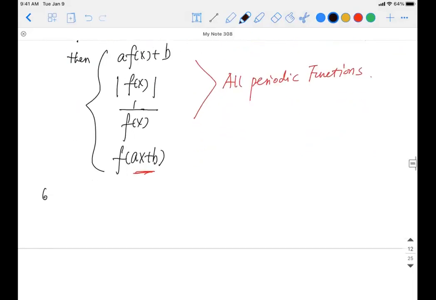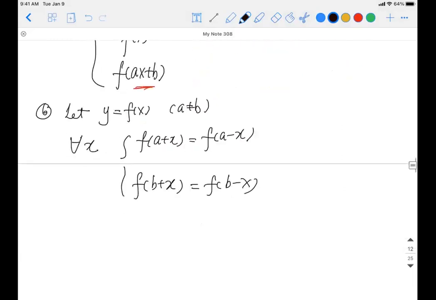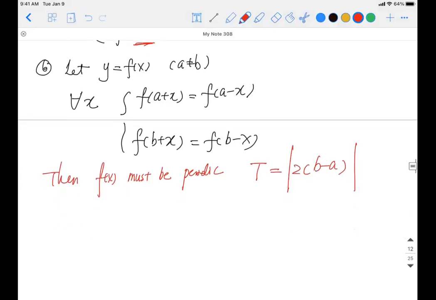Number 6. We let y equal f(x), a is not equal to 0. If for any given x you have f(a+x) equals f(a-x), and f(b+x) equals f(b-x), where a and b are not the same, so for a function you have two values, a and b, then f(x) must be periodic, and the period is 2 times the absolute value of b minus a. I want to take an absolute value of 2(b-a).